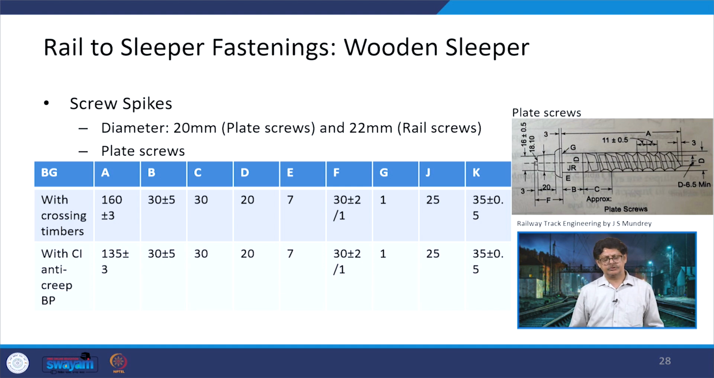Similarly, in the case of the screw spikes, the dimensions again are denoted by A, B, C to K. They are used with crossing timbers or with the CI anti-creep bearing plates. Again, in that case, the dimensions are shown clearly. So, whatever the values are for different dimensions like A, B, C, D shown in this diagram, you can use that.